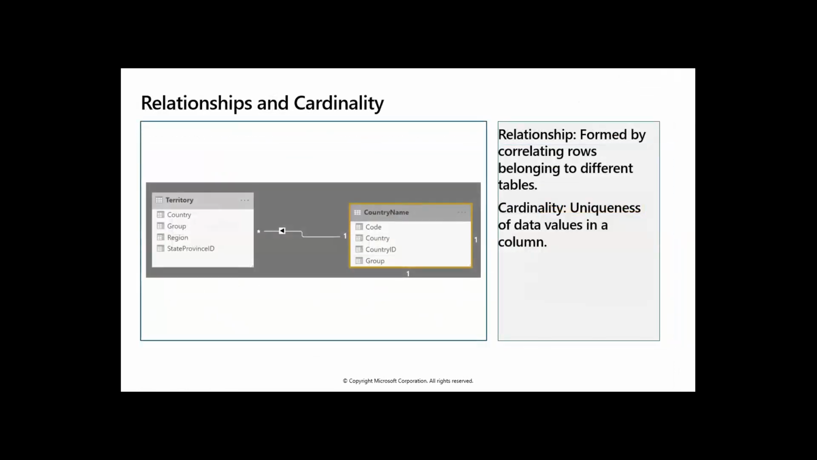Good, let's move on. Relationship and cardinality. I am drilling down our model now. Relationships are formed by correlating rules that belong to different tables. Cardinality is the uniqueness of data values in a column.